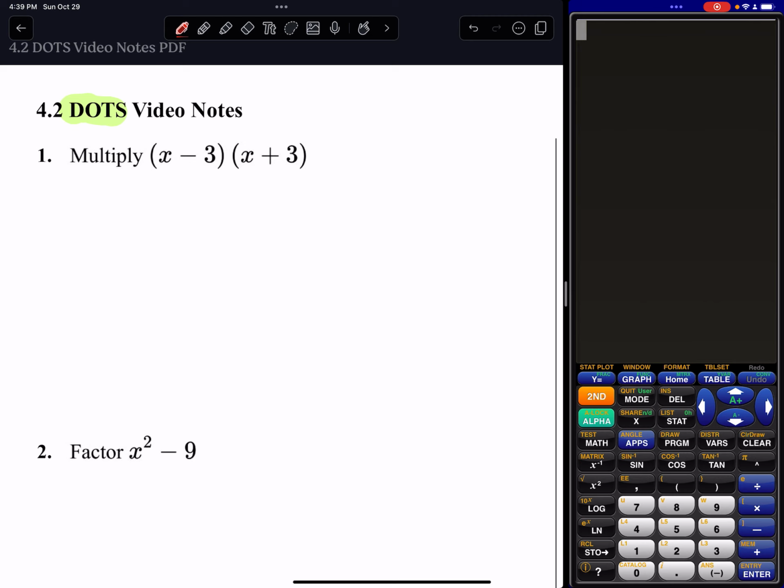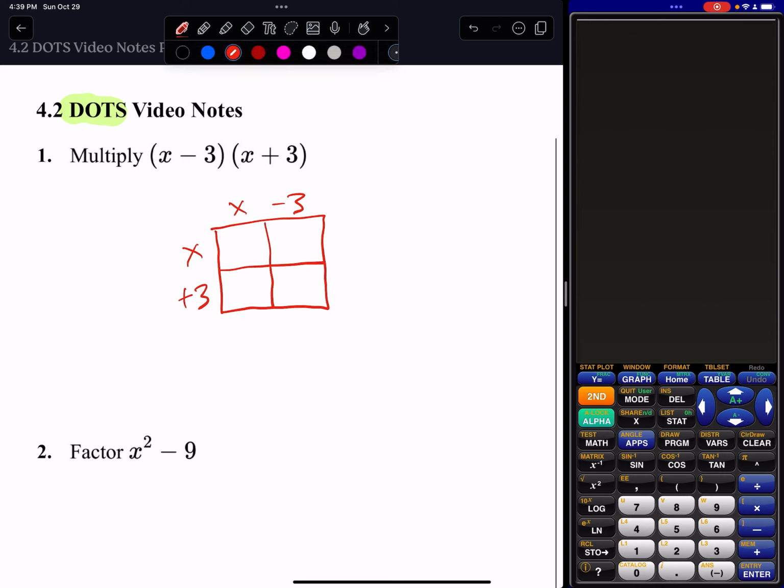But before we get into that, let's talk about what happens if we multiply both of these binomials together. These are called conjugates. If I'm going to use the area model, I'm going to set it up like this, where I'm multiplying both of those values together. Now, x times x is x squared. X times negative 3 is negative 3x. X times positive 3 is 3x. And then 3 times negative 3 is negative 9.